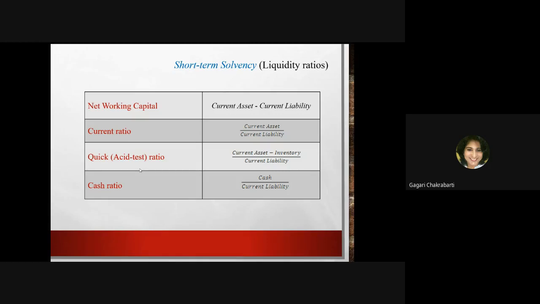Now, if you just go into the literature, then you will find that there are lots of ratios. In fact, there is a book, I'll be giving that to you as a reference. There is a book called Financial Statement Analysis by Wild et al. That is a very good book, and this book is entirely based on the financial statement analysis, the planning based on the financial statements.